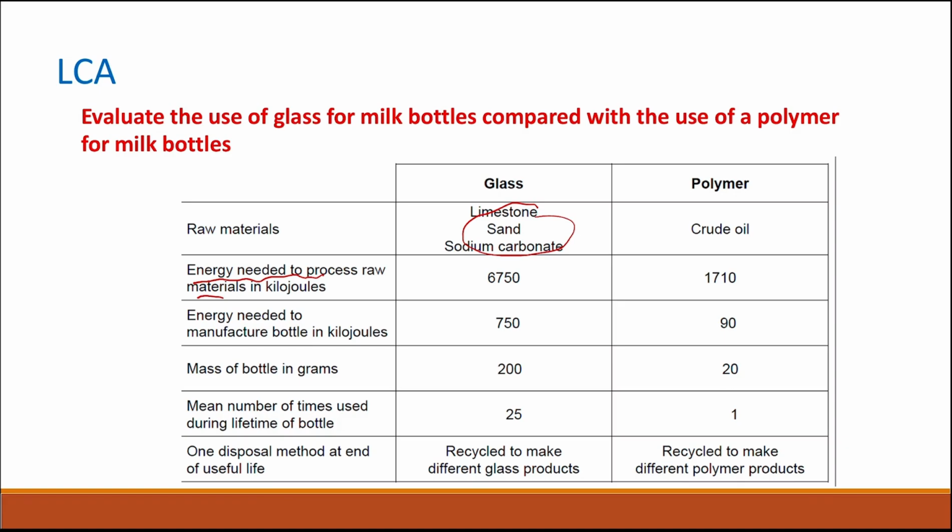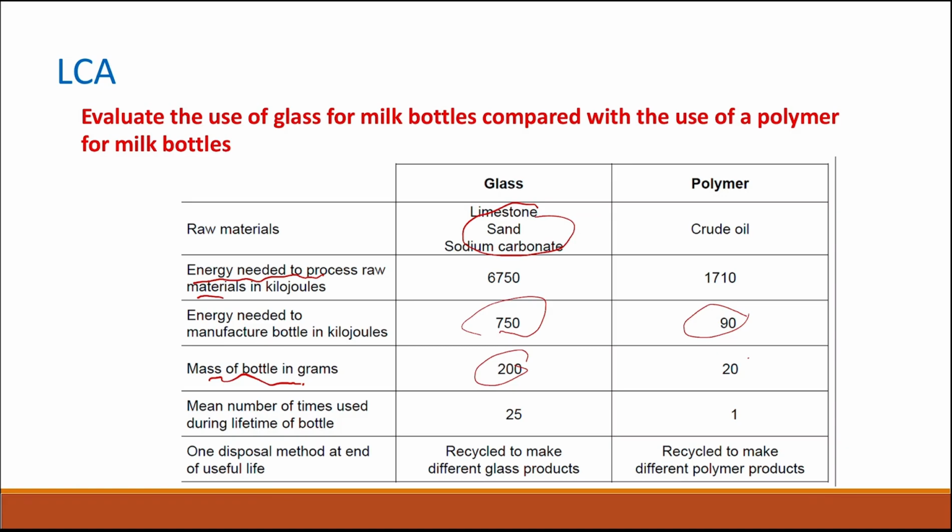The second stage is the manufacturing. In the manufacturing process, you can find that the energy needed for glass is much more than the one needed for the polymer. And because the mass of the glass bottles is much higher than the mass of the polymer ones, that means that for transport, glass is heavier and it will take much more energy to transport.